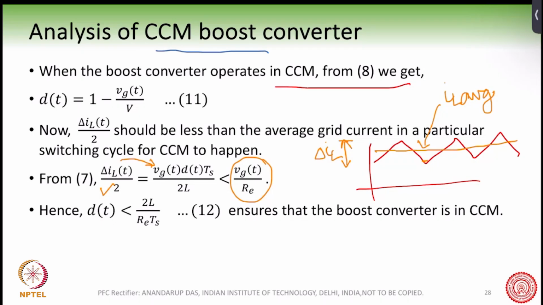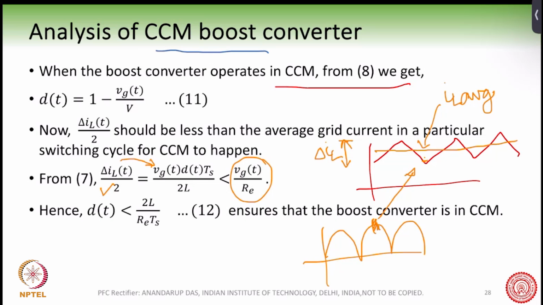Note that this VGT is varying in time, so the average grid current varies in every switching cycle, like every 10 microseconds. It is continuously changing. I want to emphasize this: this is IGT, and we are looking into a very small window of 10 microseconds and analyzing the whole thing in that. So delta IL by 2, equal to VGT dt Ts divided by 2L, must be less than VGT by RE.